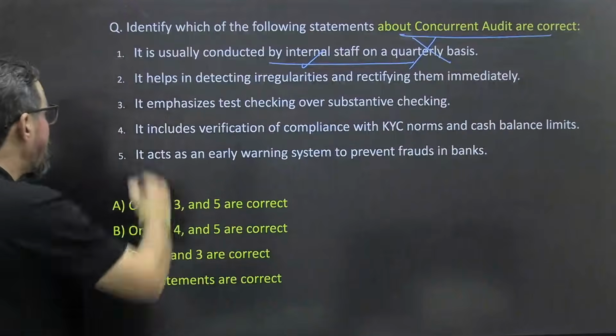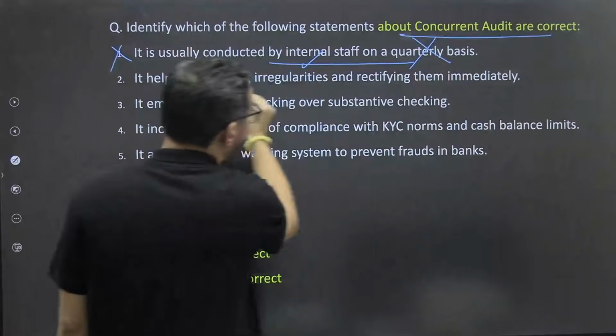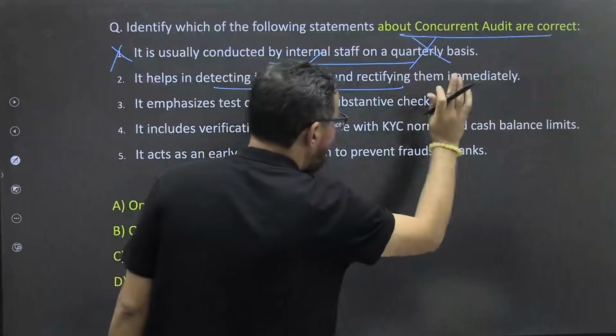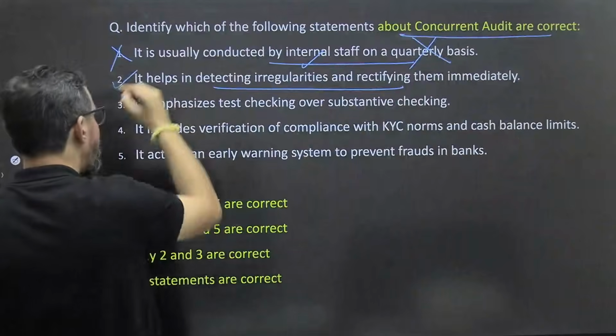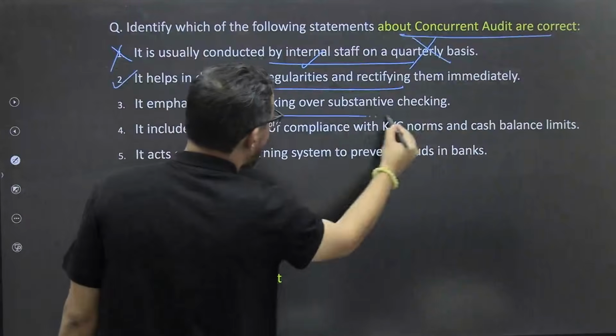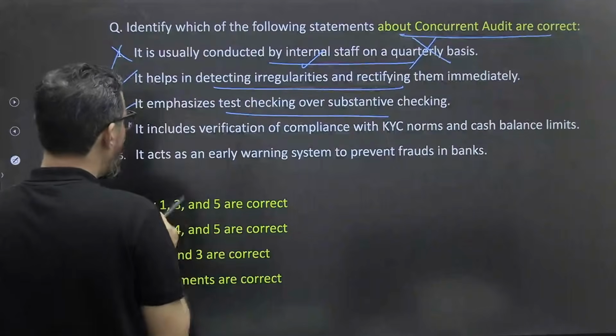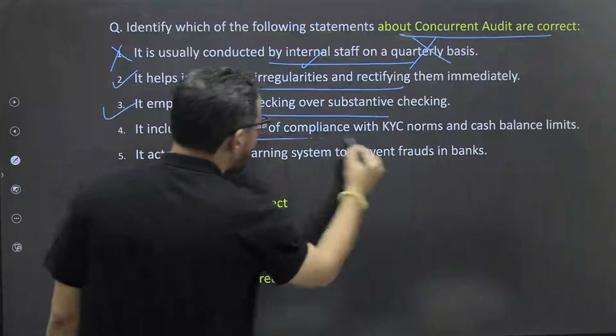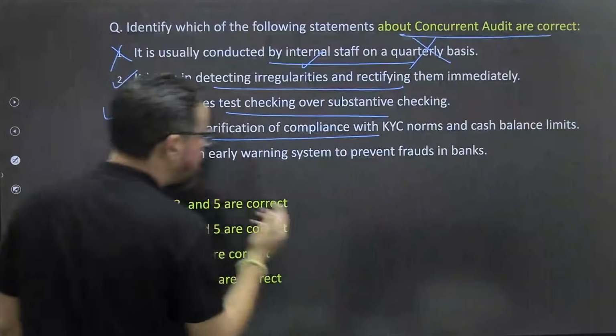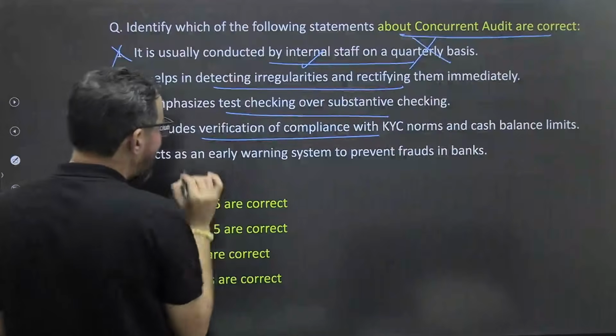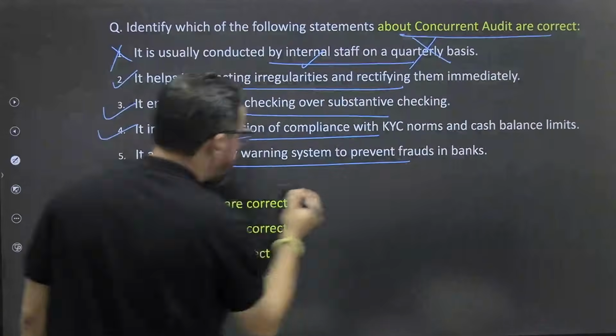So this is wrong. It helps in detecting irregularities and rectifying them immediately. True. The emphasis is on test checking over substantive checking. Yes. It includes verification of compliance with KYC norms and cash balances. It acts as an early warning system to prevent frauds and all.